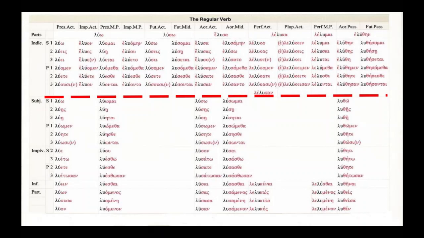Then we have eis, ei, omen. Omicron before mu and nu, epsilon before everything else. So we have ete, ei, eis, and then this, ousi, was onsi. Omicron before mu and nu, epsilon before everything else. And then all the changes with the present active indicative, this here, compensatory lengthening. This here, compensatory lengthening, right?